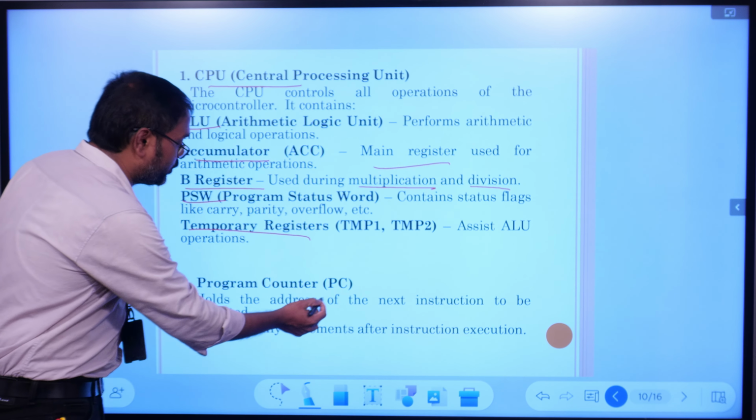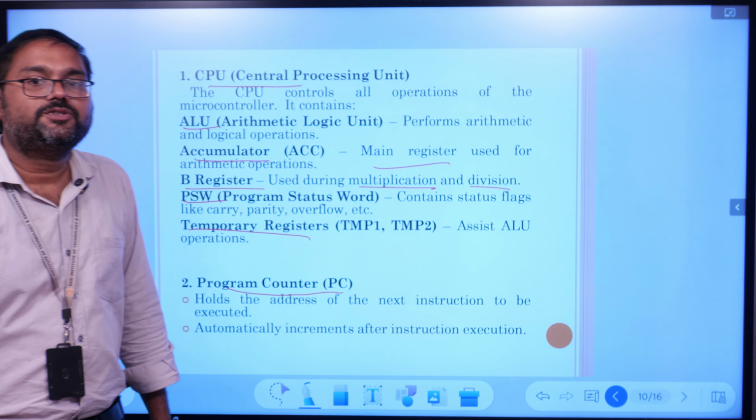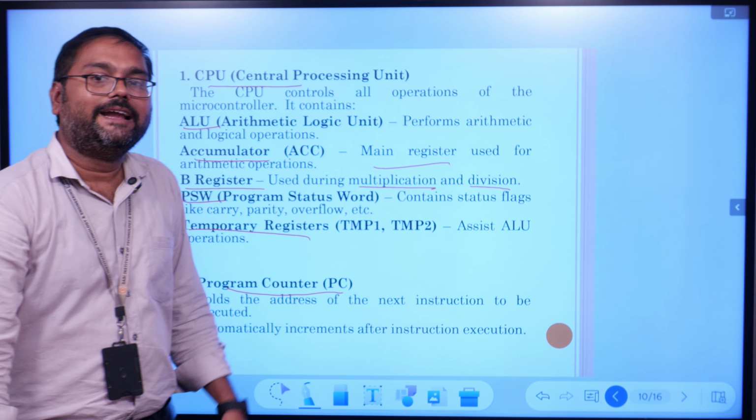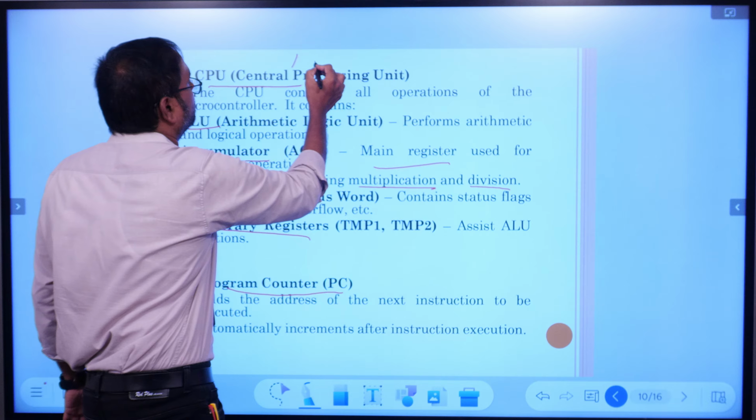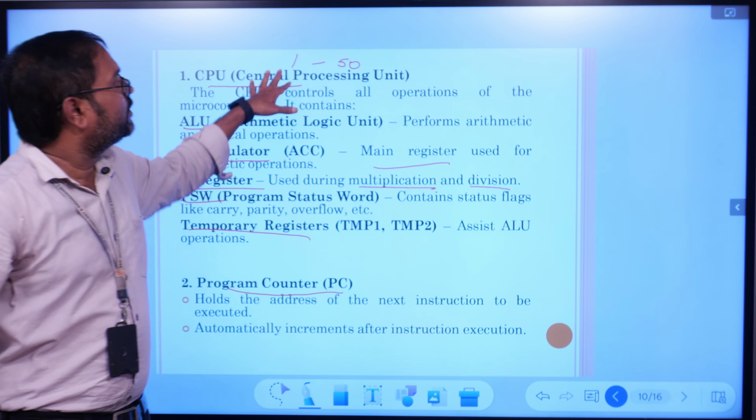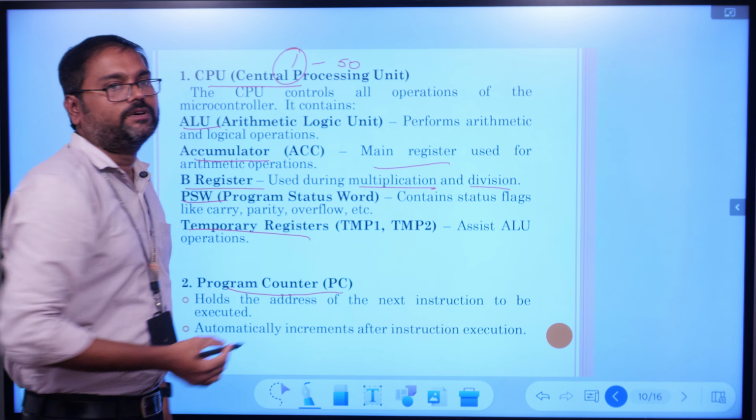And coming to the second one, the program counter. The program counter will store the address of the next instruction which is to be executed. For example, if you have a program which has lines 1 to 50, initially the program counter will indicate the address of line 1.